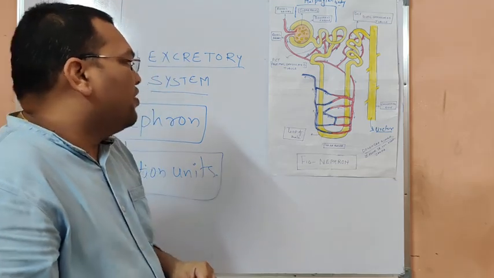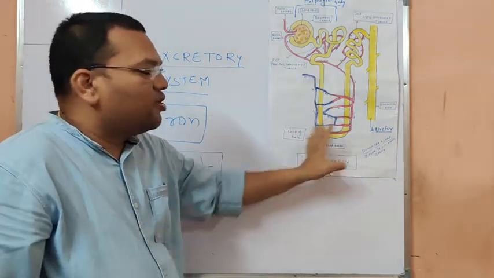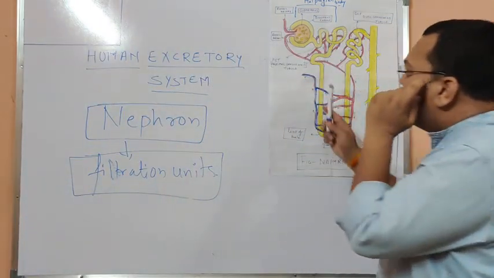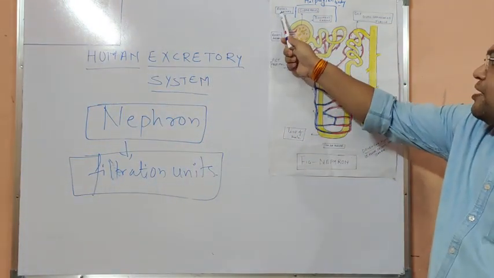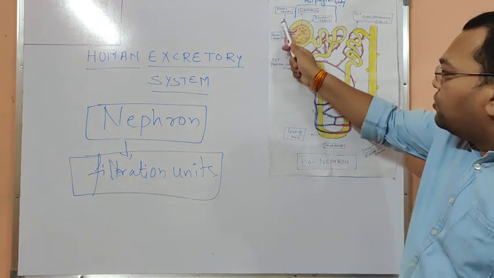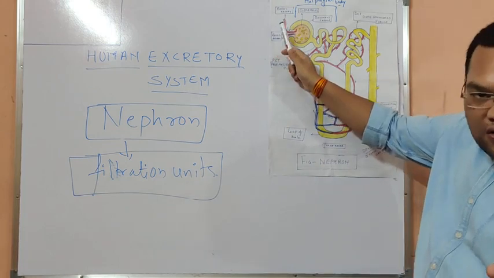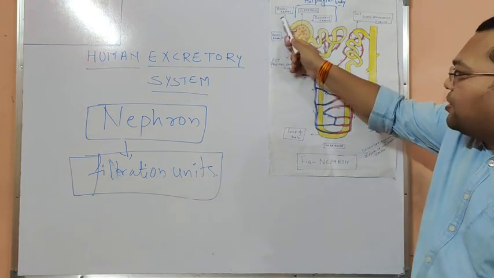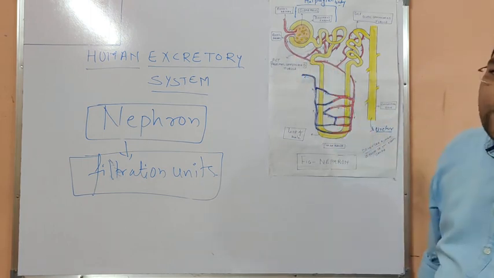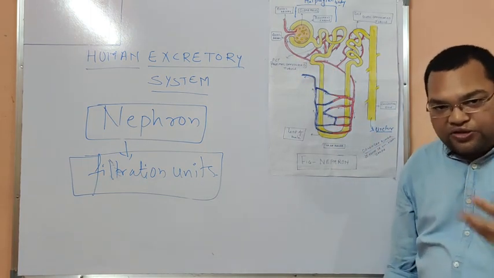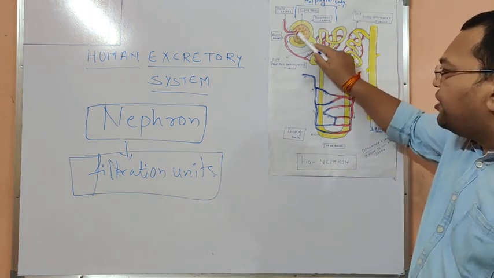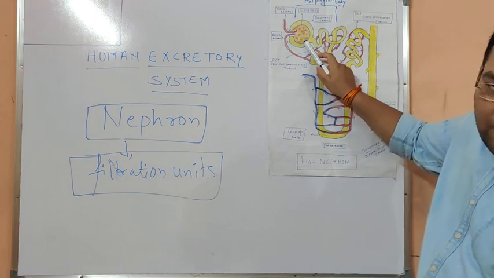Now, one by one we are going to see how the working of this nephron happens. Here you can see the renal artery, an artery which carries impure blood. Although the blood is oxygenated, it is in an impure form, that is, it has nitrogenous waste in it. This blood comes into the glomerulus, where the major filtration occurs.